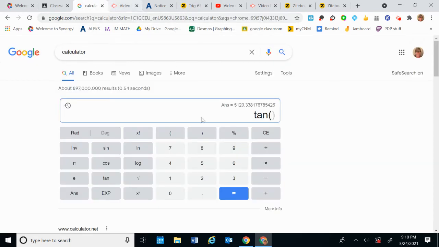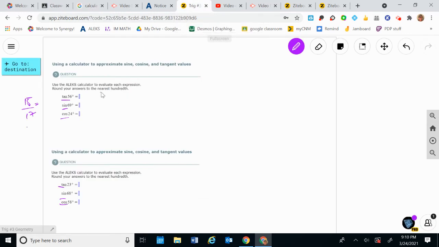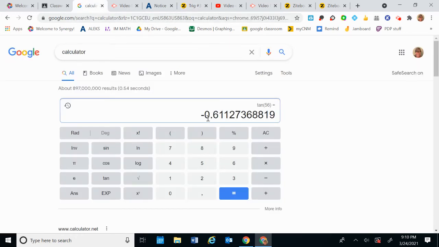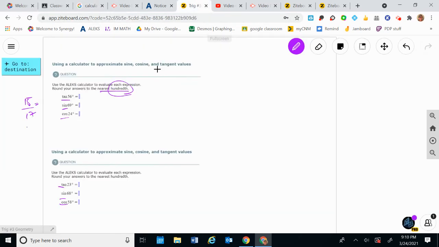So tangent of, what is it? Tangent of 56 degrees. So tangent 56 equals. It probably says to round it to the nearest 10,000. No, 100th. Oh, that's unusual. Okay, nearest 100th. So you would go negative 0.61. Can tangent be negative? Yes, it can.